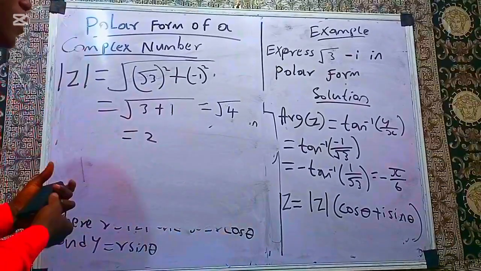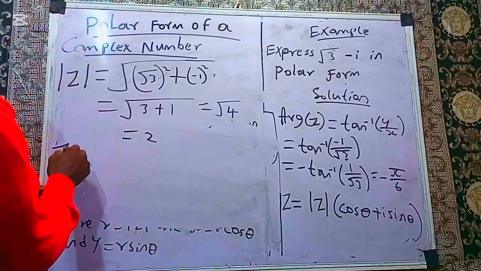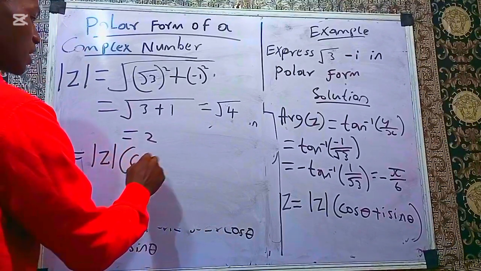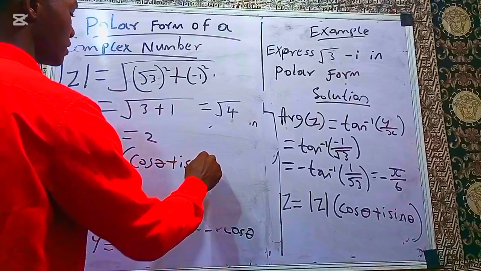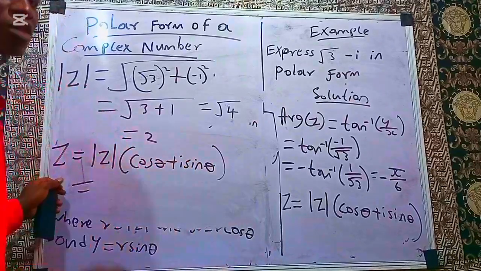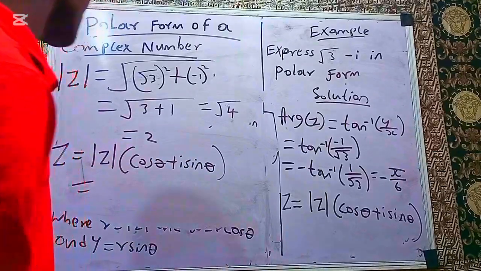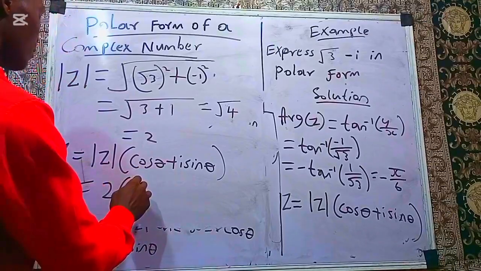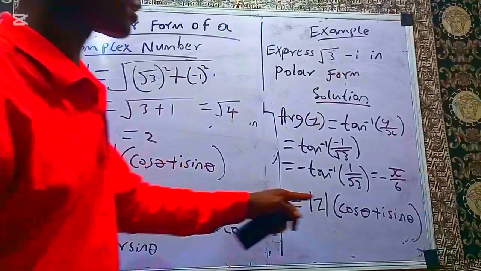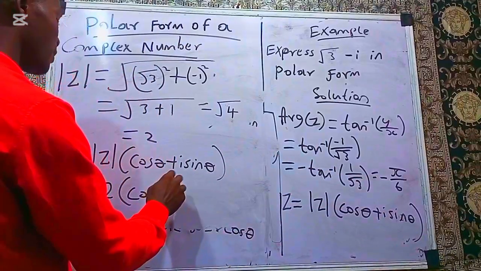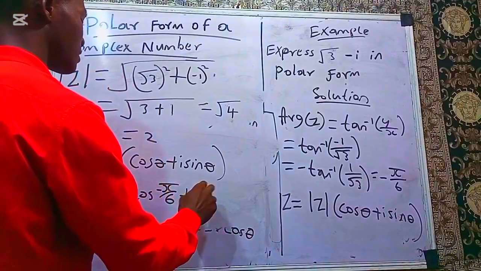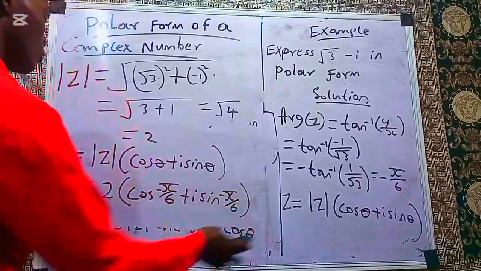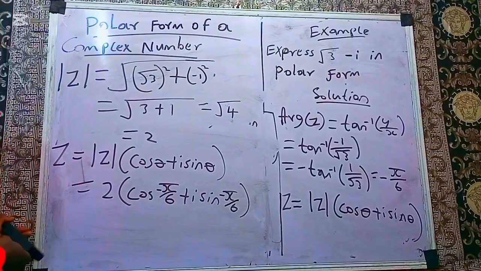So quickly, we write our formula again. Z will be equal to modulus of z into cosine theta plus i sine theta. What do you get as the modulus of z? We got the modulus of z to be 2. So 2 into cosine, what's our theta? The principal argument, which is negative pi divided by 6, plus i sine negative pi divided by 6. So quickly, we can finish up the writing here.